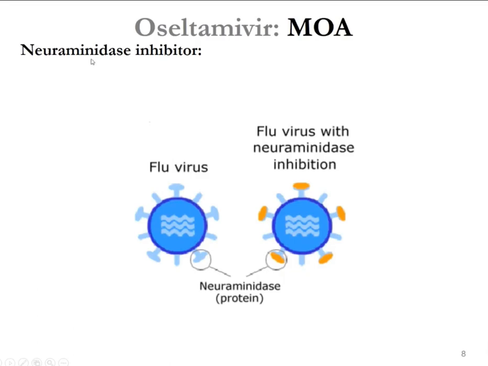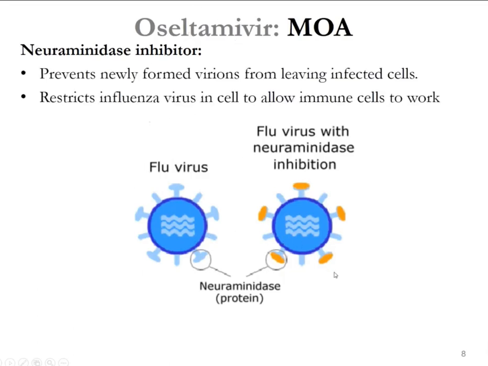So how does oseltamivir work? It is a neuraminidase inhibitor. That means flu virus has a lot of surface proteins. One of the surface proteins can be blocked by oseltamivir. Therefore, you can completely restrict the growth of flu virus.